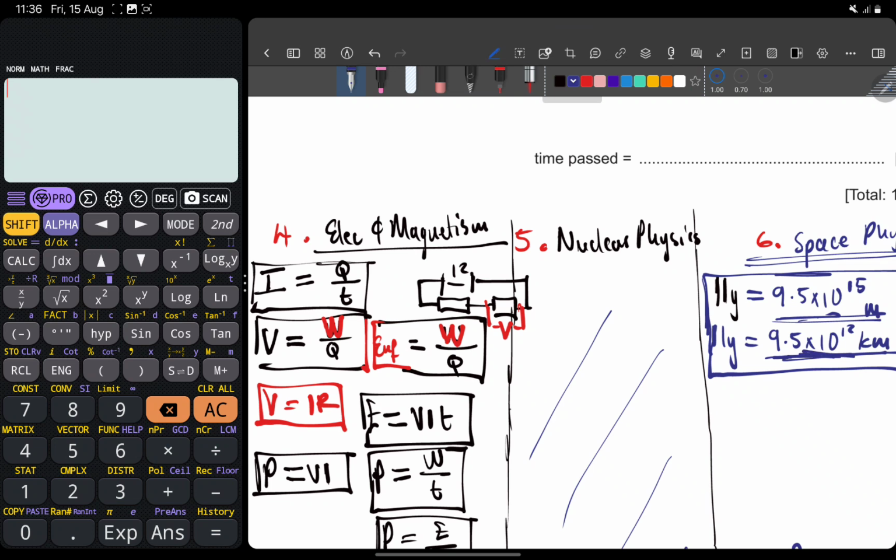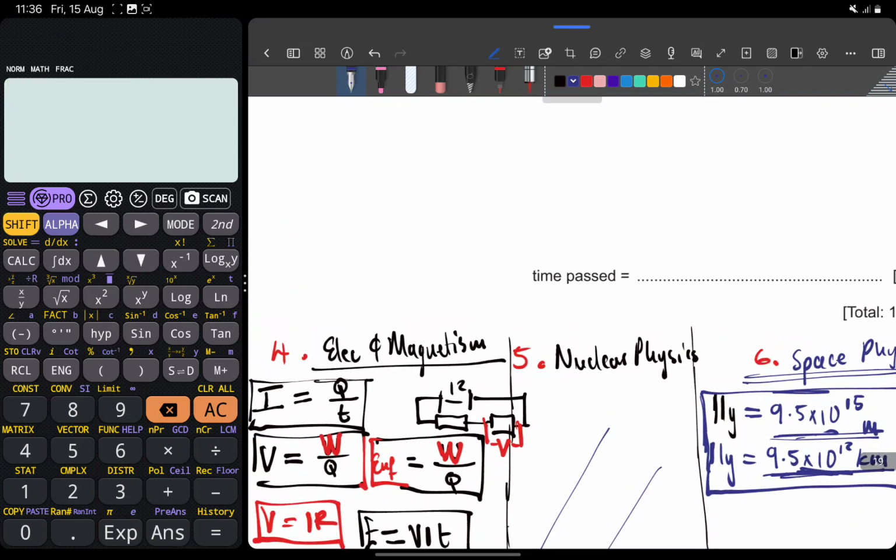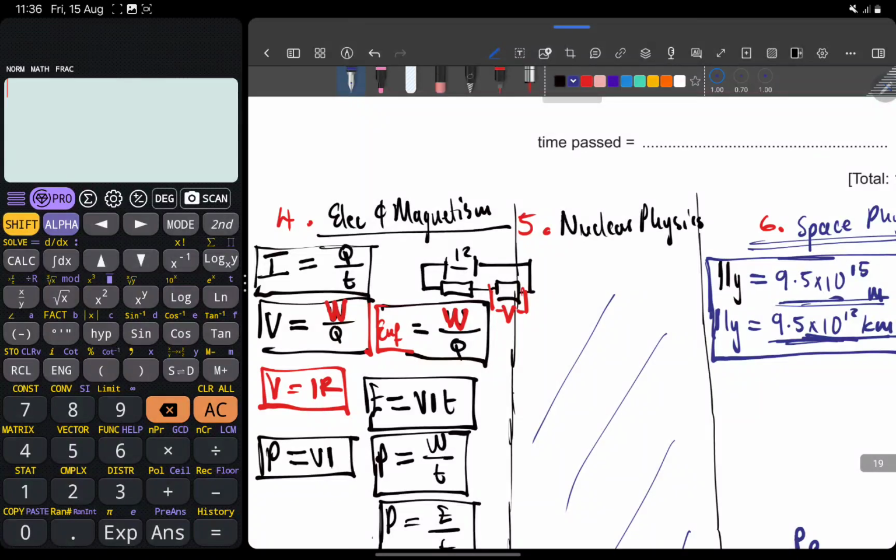So remember this one, 9.5 times 10 to the 12. This is going to be light year in kilometers, and 9.5 times 10 to the 15 meters is 1 light year in meters. Okay, the distance. If you have forgotten it, you can remember it like this. No, let me not do that. We'll waste our time. Okay, so here we have that.